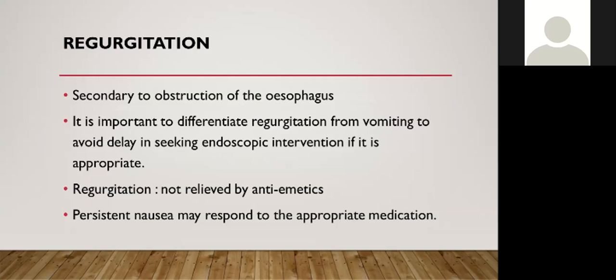So they are typically different. And usually there is pain in the lower esophagus, so esophageal carcinoma can happen. And sometimes endoscopic interventions may be appropriate if the symptom is more of regurgitation rather than vomiting. And if you give antiemetics, the symptom might not be relieved. It's usually because of the obstruction of the esophagus, so stenting is more appropriate. Next slide.